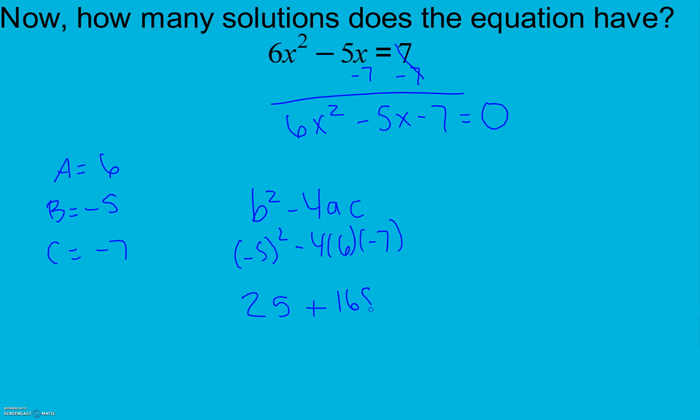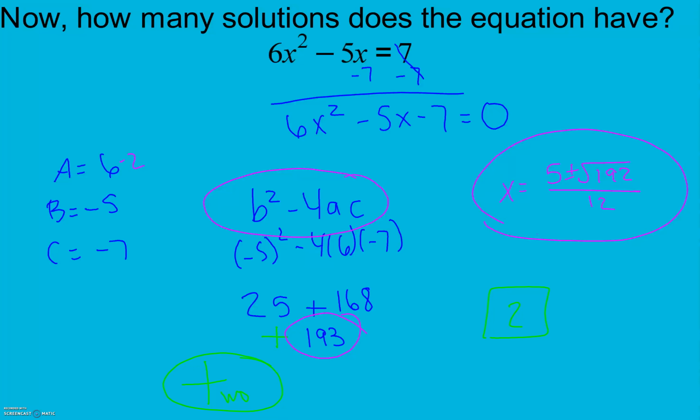168 here. And when I add that up, I get 193. So because this is positive, I'm going to have two solutions. So 2 answers. Now it doesn't ask me what are my solutions, but if it did, it'd be easy enough to plug that into my quadratic formula. Negative b, or the opposite of b, plus or minus the square root of b squared minus 4ac all over 2 times a. And that would be my solutions.